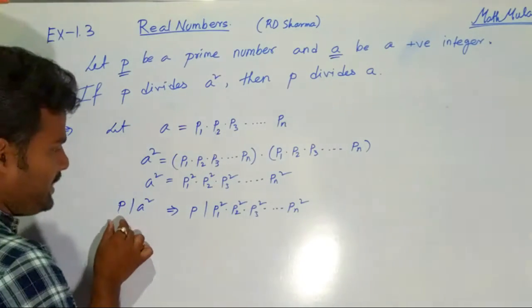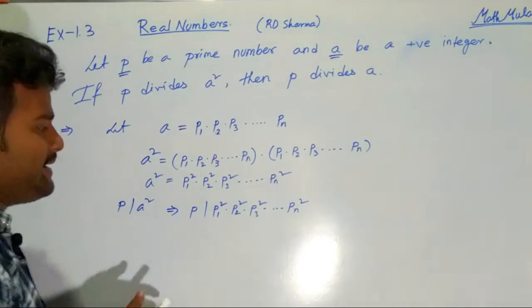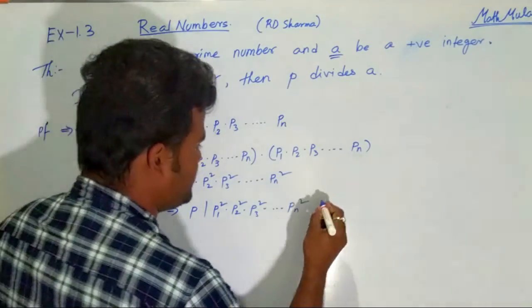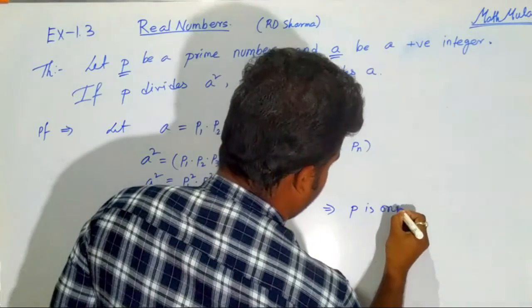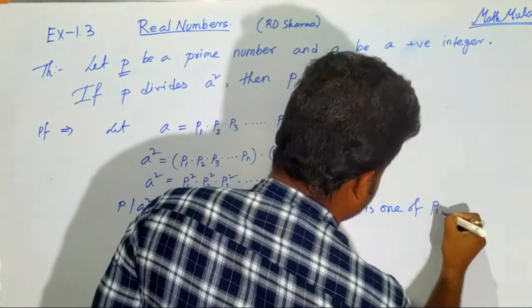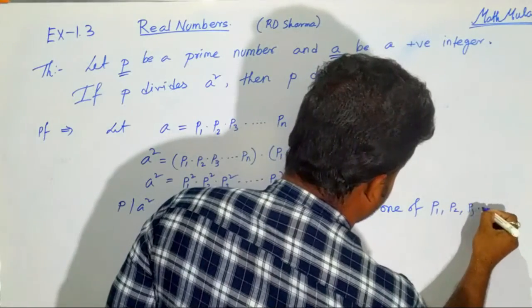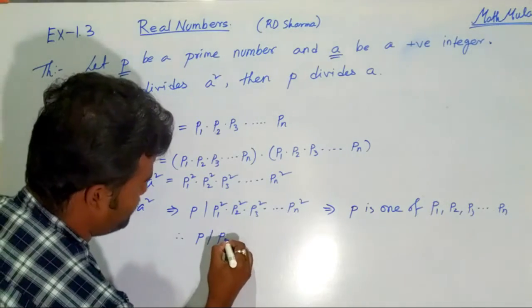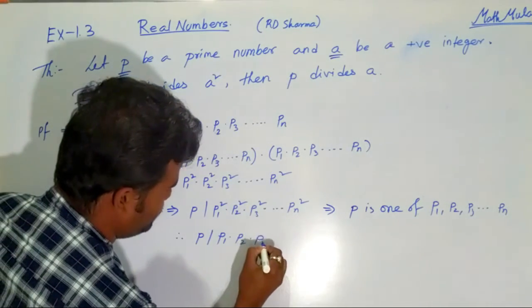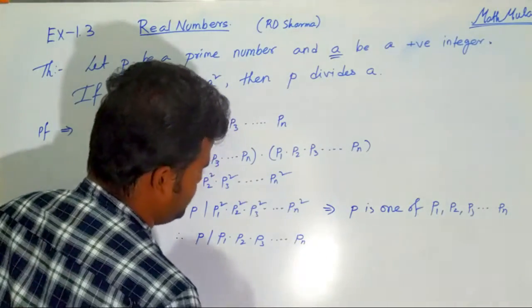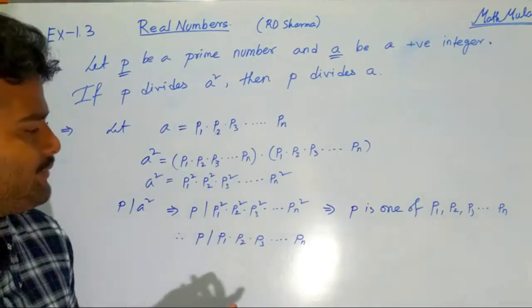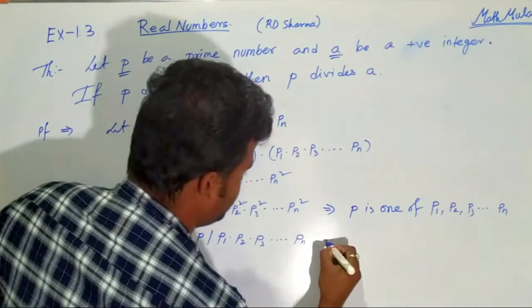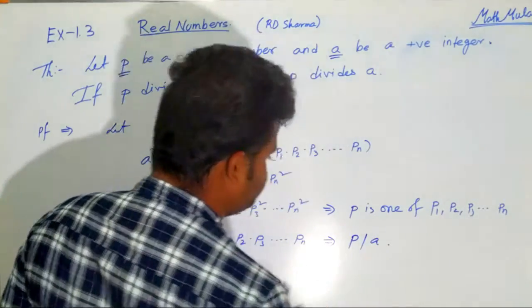That means if P divides A square, then P must be a member of these prime factors. That implies P is one of these prime numbers P1, P2, P3 or Pn. That means P divides P1 into P2 into P3 into Pn. Since P is one of the prime numbers, P must divide this prime number. That means P divides this. That implies P divides A.